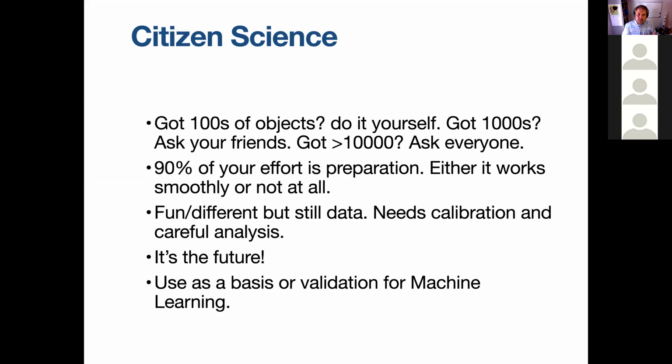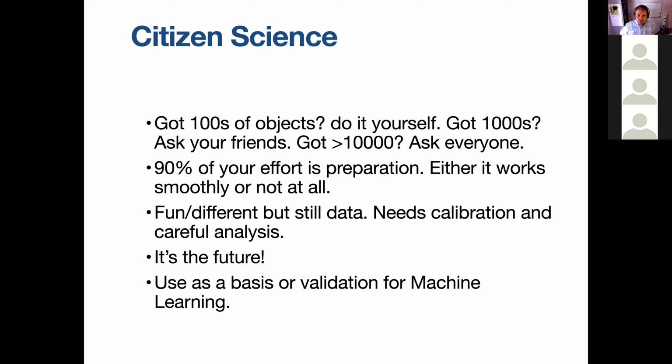So for citizen science, for this kind of thing, the rule of thumb is if you've got hundreds of objects, just go do it yourself. Got thousands, do it yourself, like with 2 friends. Got more than 10,000 objects, that's when it gets interesting to turn this into a Galaxy Zoo project. 90% of your effort is preparation, so this all has to work the first time round.